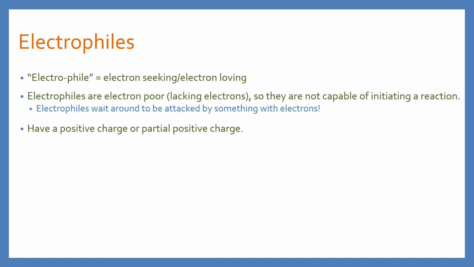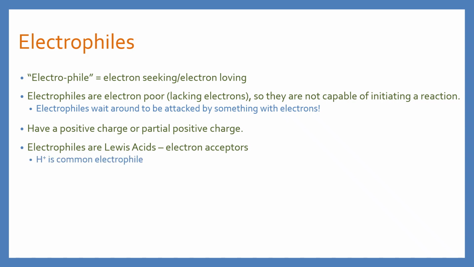Electrophiles have a positive charge or a partial positive charge. Electrophiles are Lewis acids, meaning they are electron acceptors. A proton is a common electrophile. You will see that a lot kicking off some of the reactions in this chapter. And I often use capital E with the plus sign as a shorthand for the word electrophile.